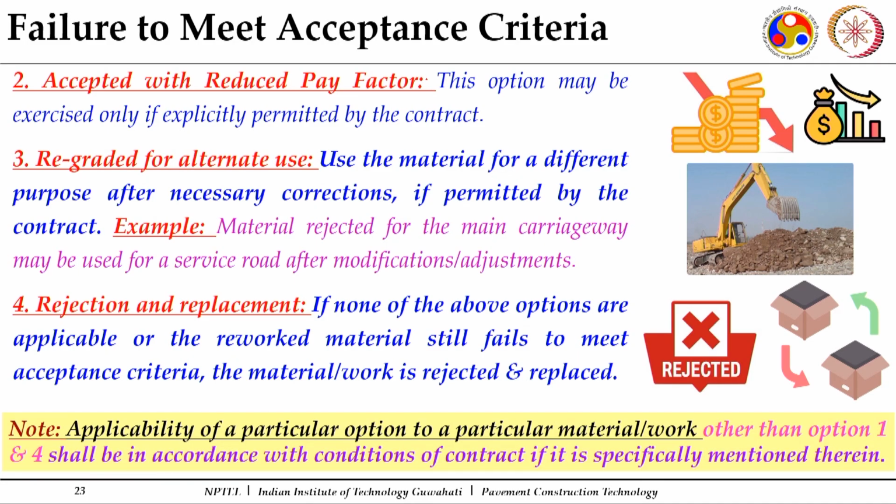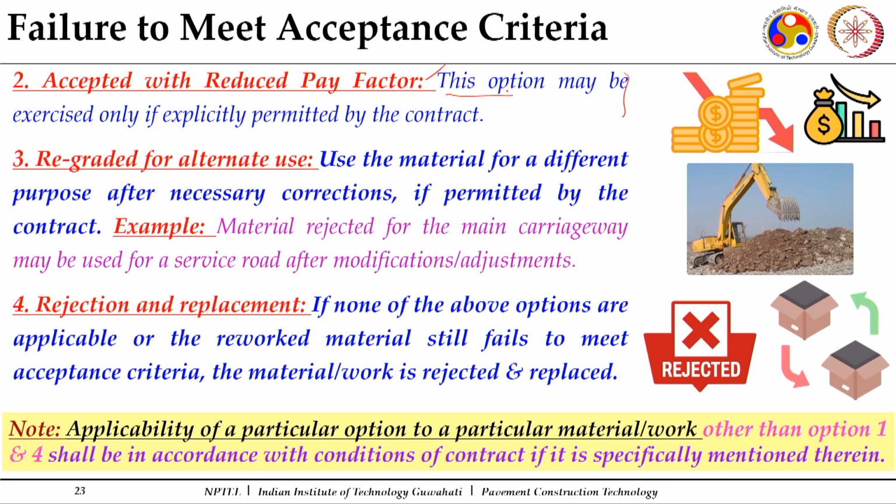Second is accepted with reduced pay factor. As I mentioned, when the percent defective is more than a certain percentage, if the clause permits, a particular job can be accepted, but only up to a certain limit, and with a reduced pay factor. That means whatever the earlier price or cost which has been fixed for it will be reduced. So all these should already be mentioned in your contract document, then only these can be exercised.